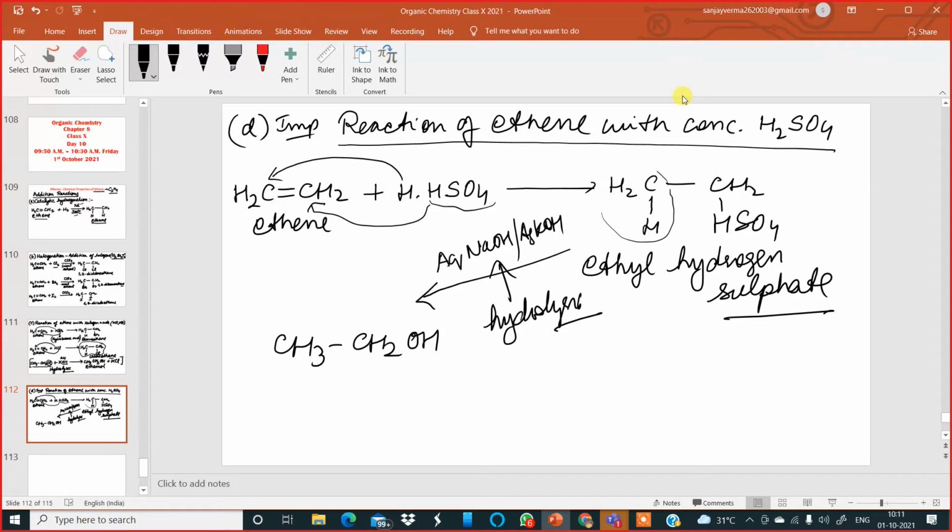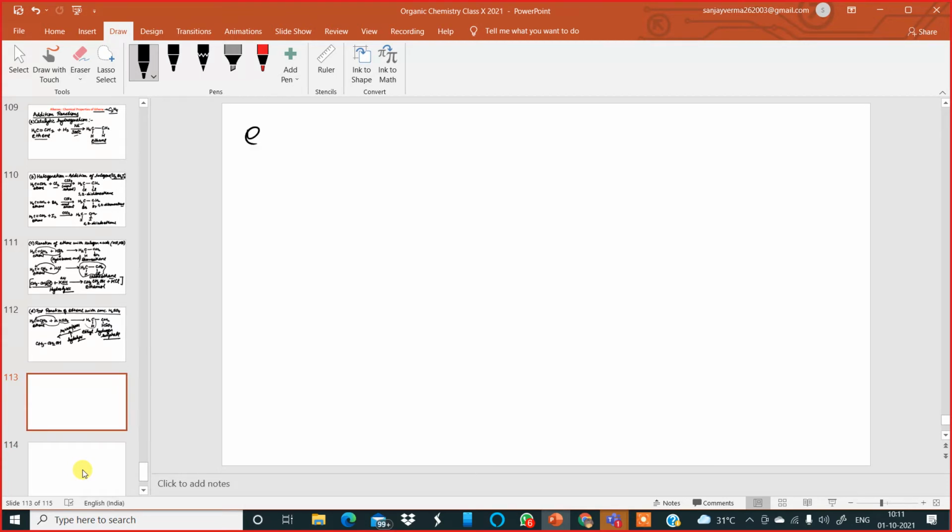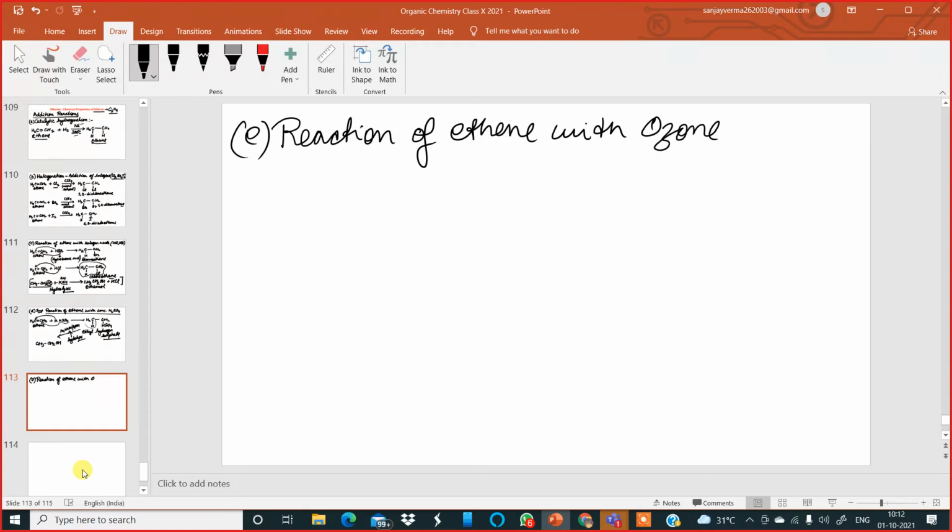Okay. Then the next one, number E. Reaction of ethene with ozone. You must have heard of the ozone layer. Okay, the molecular formula of ozone is O3. The molecular formula of ozone is O3.